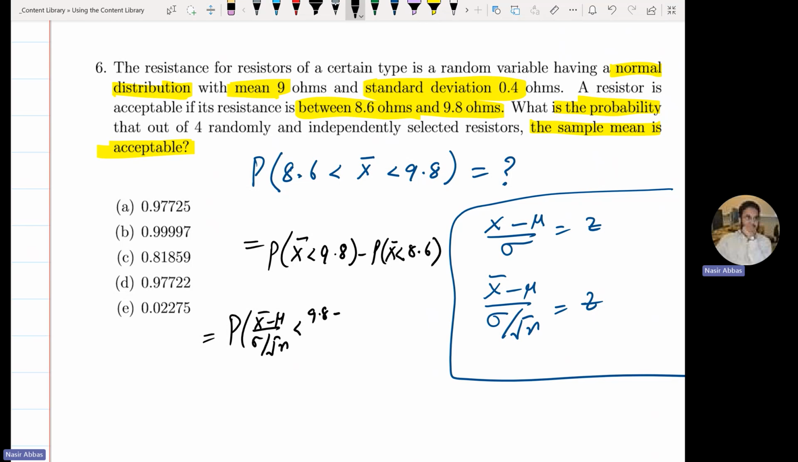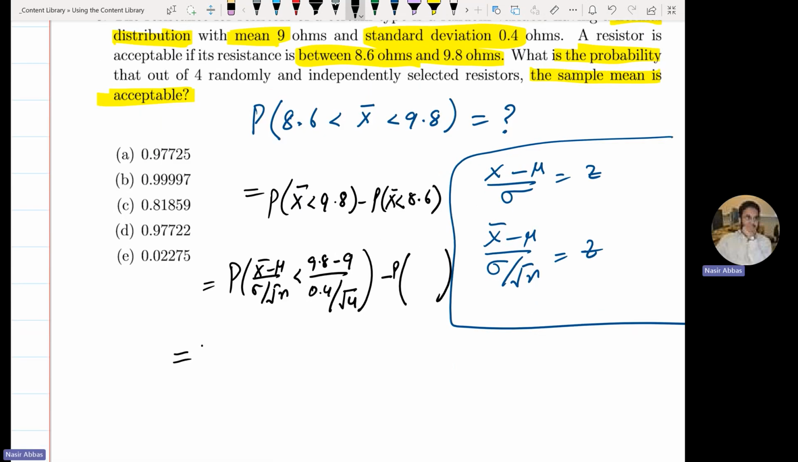9.8. Mu is what? 9. Sigma is what? 0.4. N is what? 4. Minus, similarly, the second one. This will become probability of Z less than 4, minus probability of Z less than minus 2. Go to the Z table and look for probability of Z less than 4.